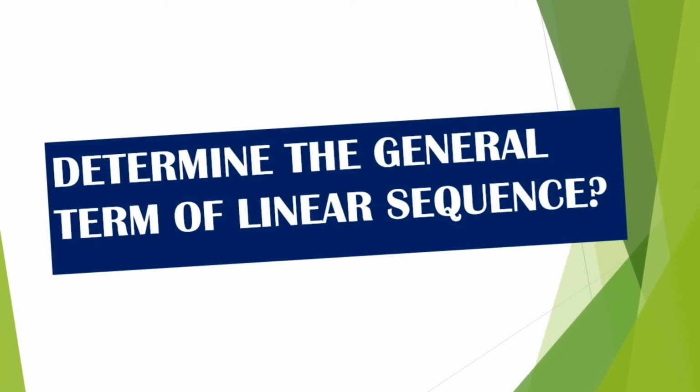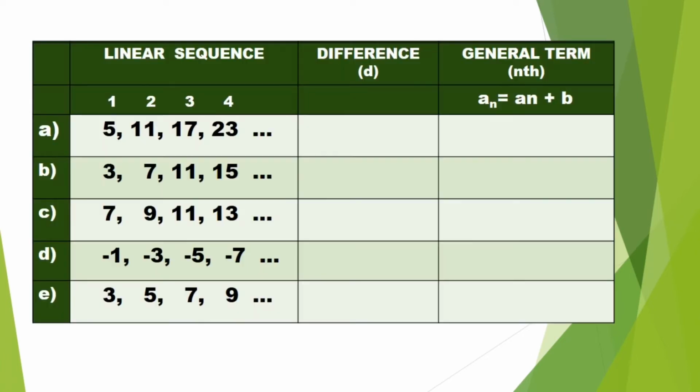Determine the general term of a linear sequence. Ang mga sample problems dito ay puro linear sequence. So, ibig sabihin, lahat ito, ang first difference nila ay constant. At ang ginagamit nating equation ay linear equation, which is a sub n equals an plus b.